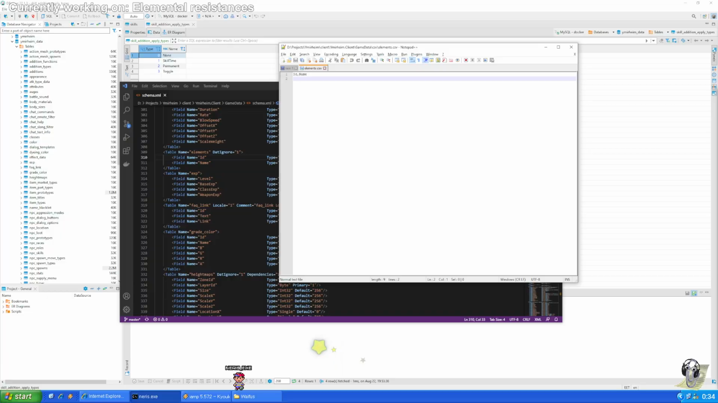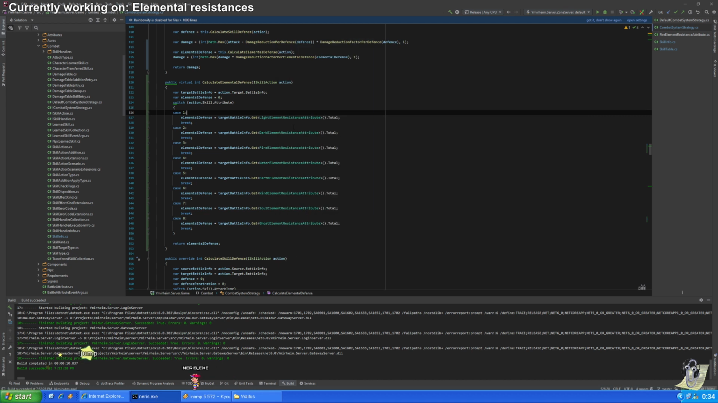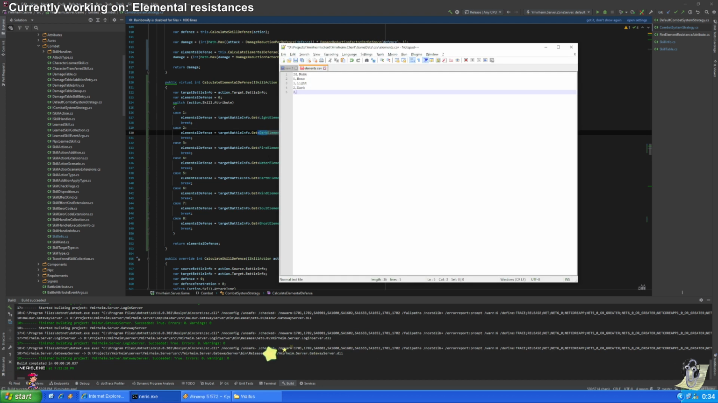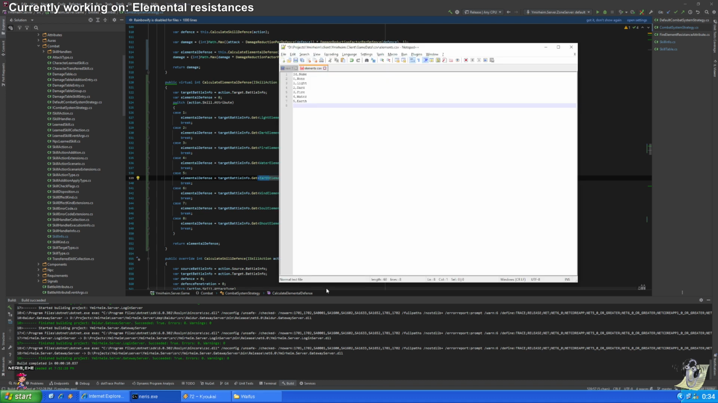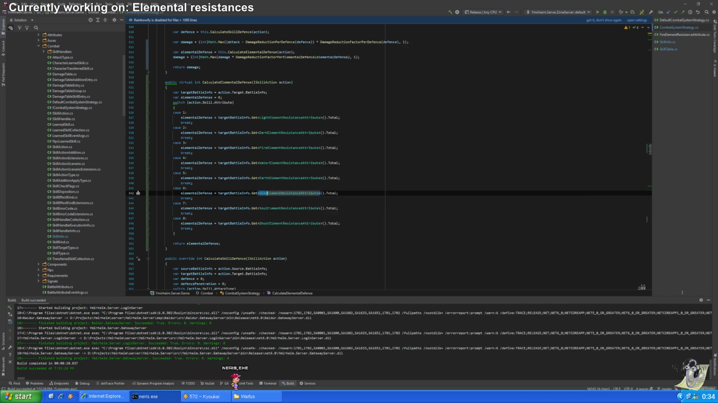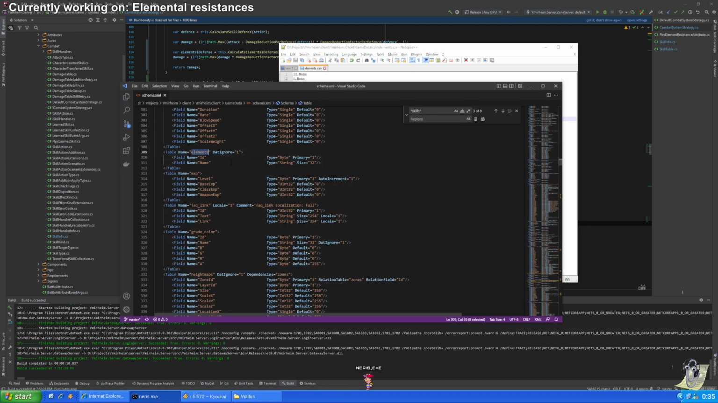So where is our table? So 0 is none, 1 is light, 2 is dark, 3 is fire, 4 is water, 5 earth, 6 wind, 7 soul, 8 cost. And after that, ID.